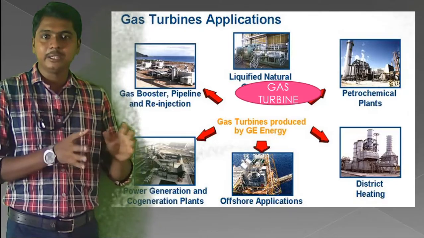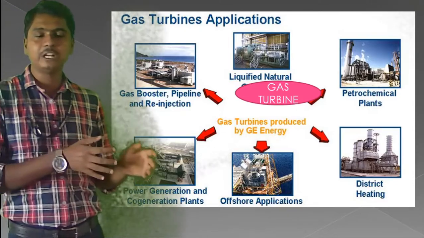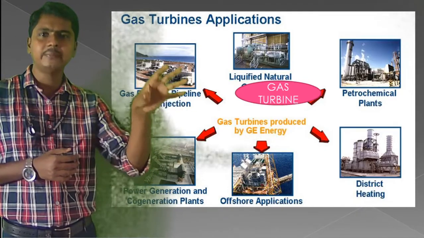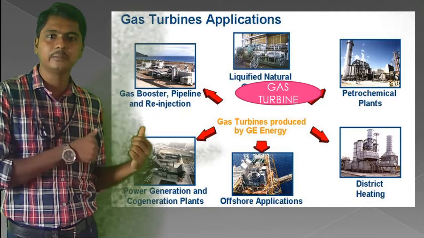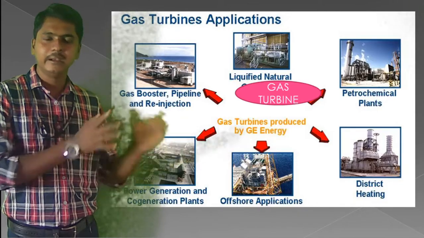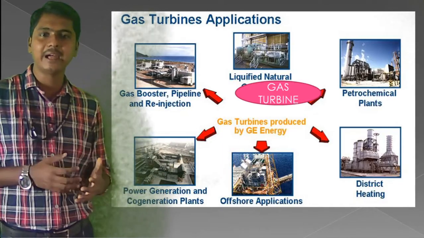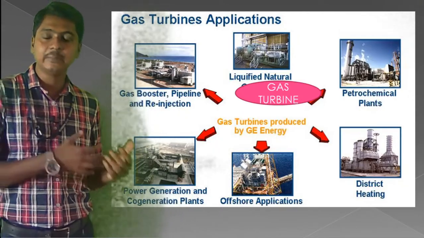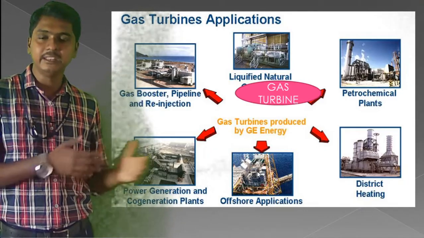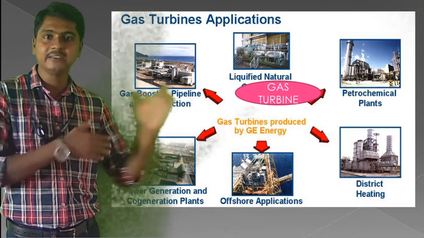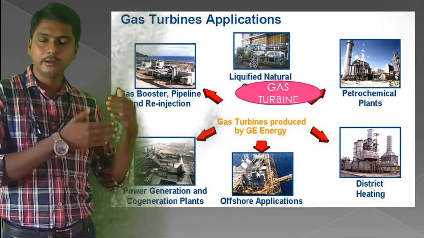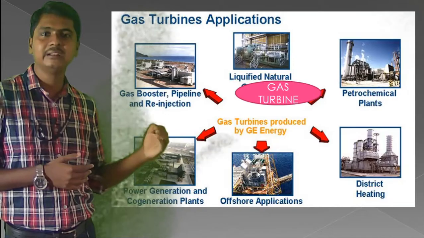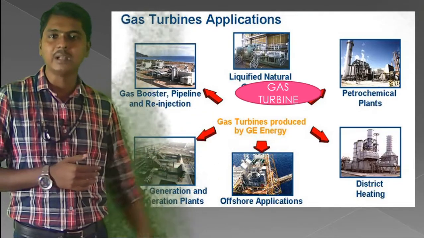Now coming to the applications: in which cases do we use the gas turbine power plant? It has lots of applications. Specifically in the aircraft industry, we use the gas turbine power plant. Apart from that, it is used in petrochemical plants, in offshore applications, in district heating, in liquefied natural gas, and in gas boosters and pipelines. Lots of applications are there for gas turbine power plants.